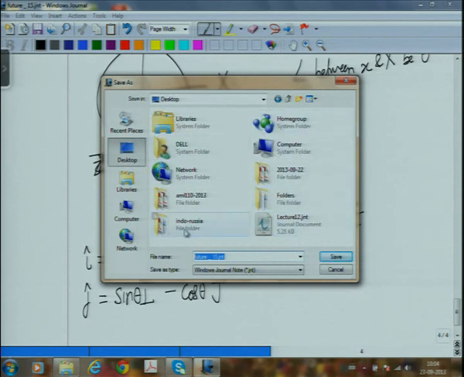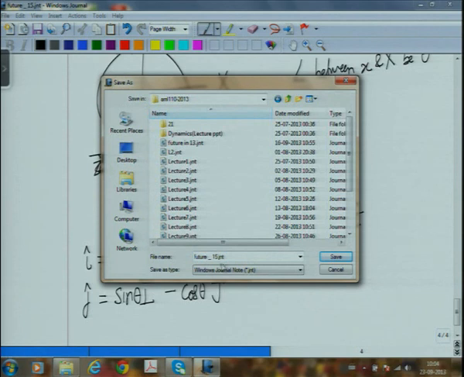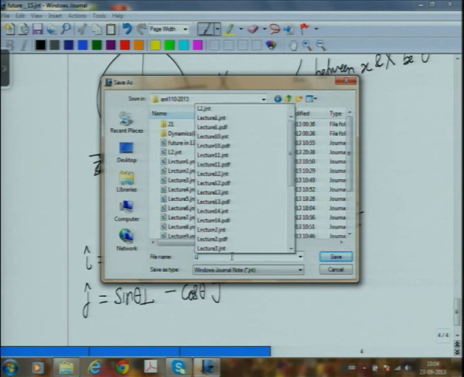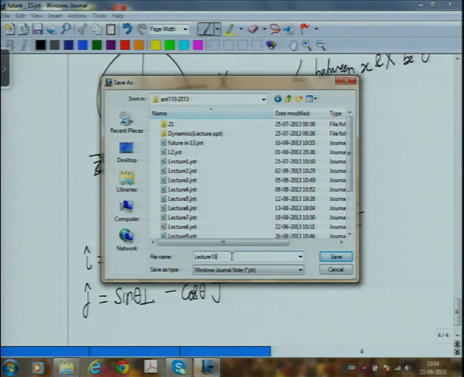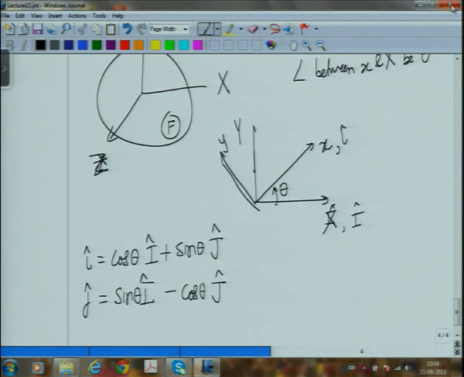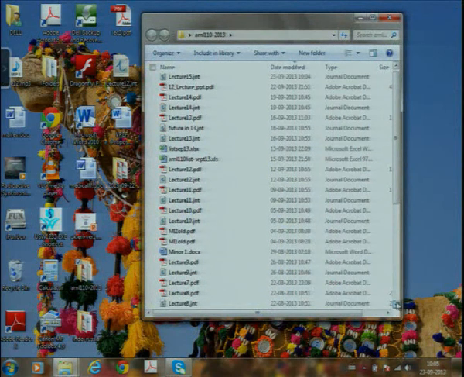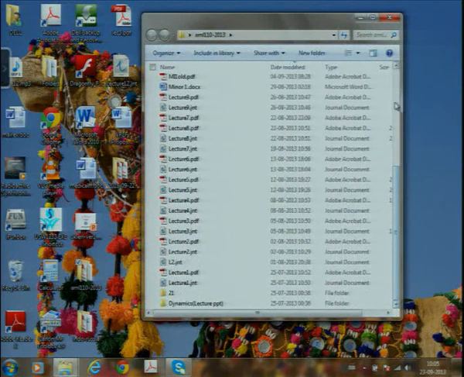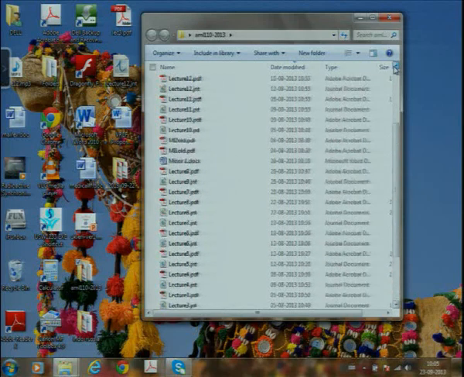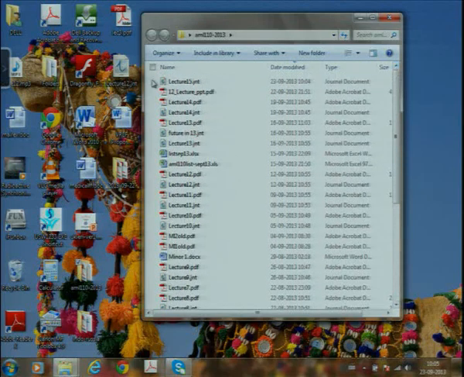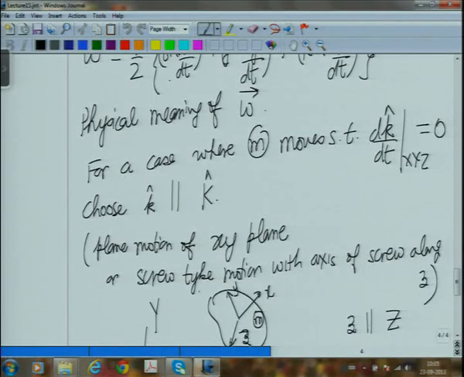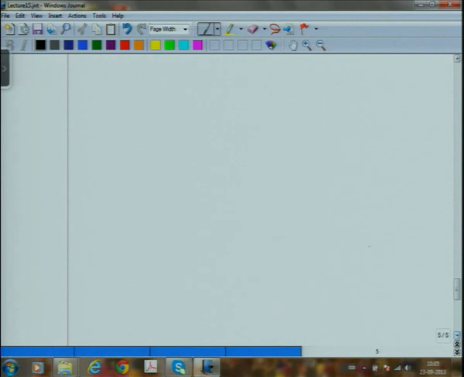Let me just try once more. Let me try it again. Hopefully it may work now. 15 कहाँ गया? चक्कर क्या हो रहा है यार, काम ही नहीं कर रहा.